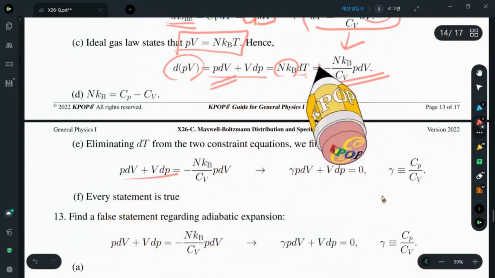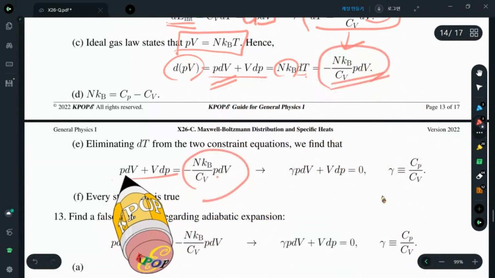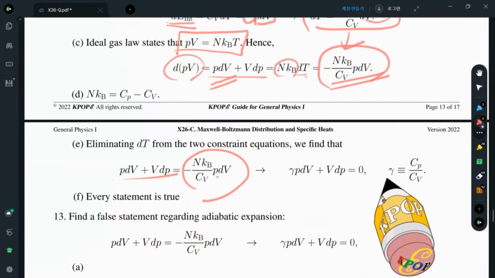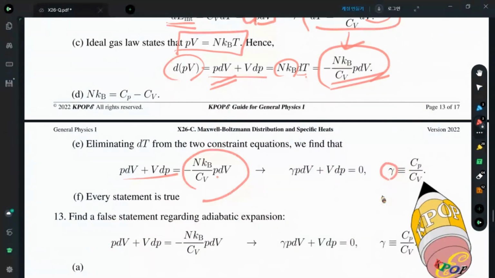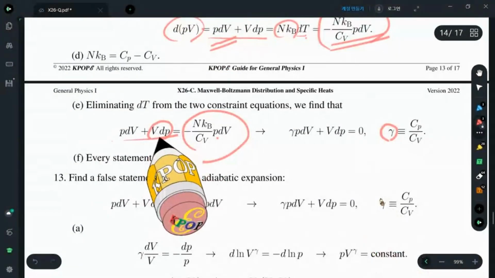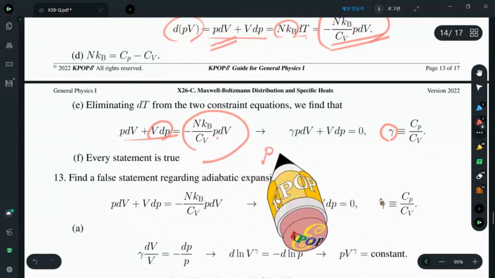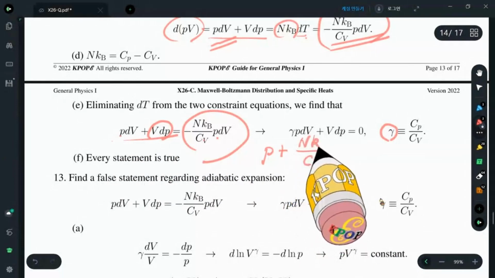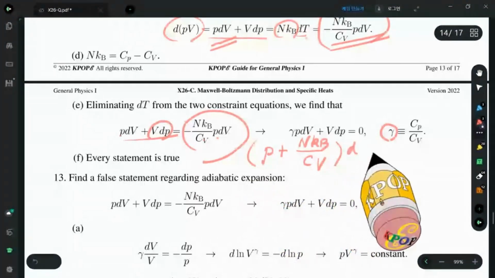PdV, VdP, and on the right-hand side, we combine these two. Then we will find that gamma, that is Cp over Cv. The VdP term is the same, and this side is just P plus Cv and kB, right? dV.